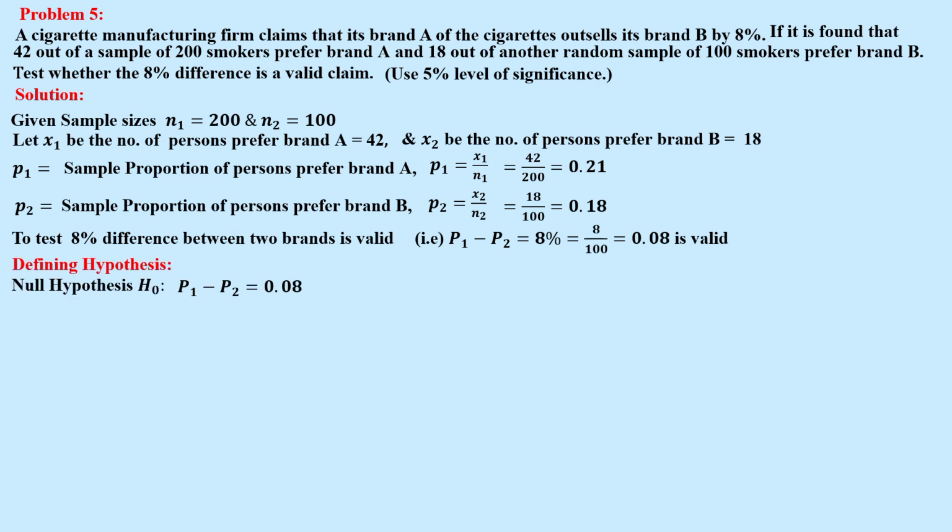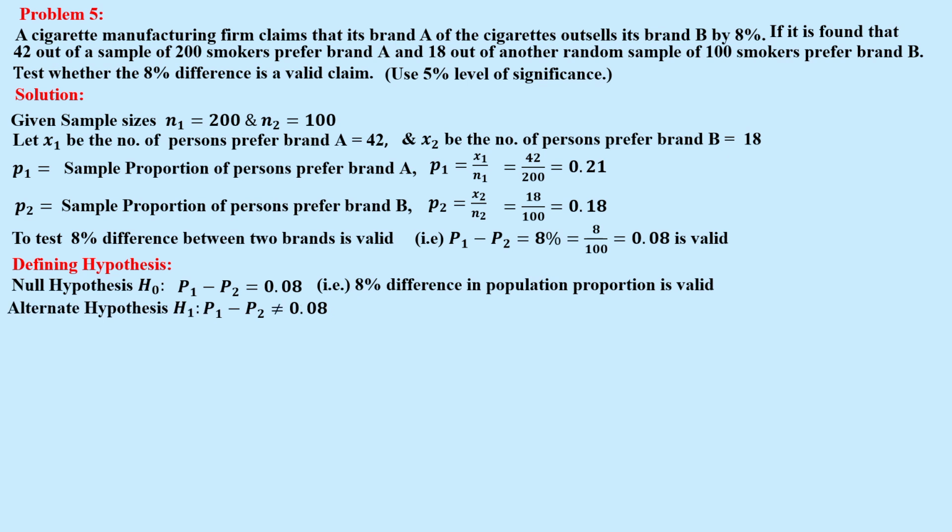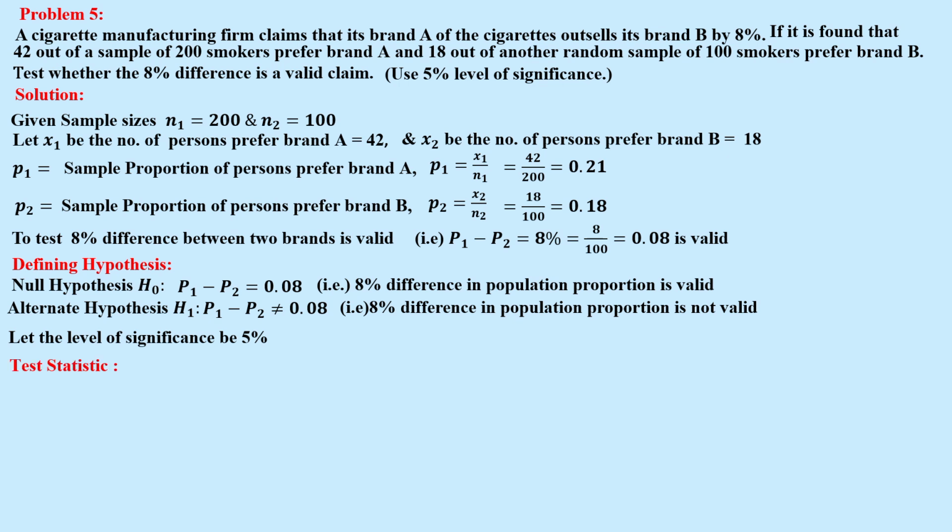Defining the hypothesis: H0, P1 minus P2 is equal to 0.08, right? The alternate hypothesis is that it is not valid, it is not true, right? The level of significance they have given is 5%. Test statistic: P1 minus P2 minus (capital P1 minus capital P2), that is also given. Note that we change the formula, divided by root of PQ by n1 plus PQ by n2. So P is equal to X1 plus X2 by n1 plus n2, right?